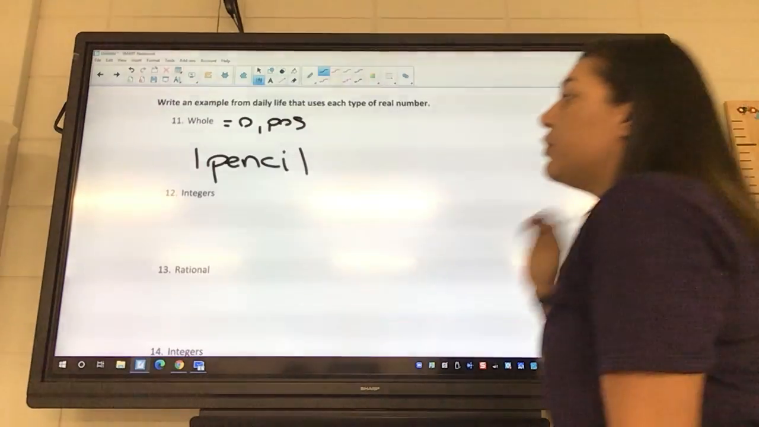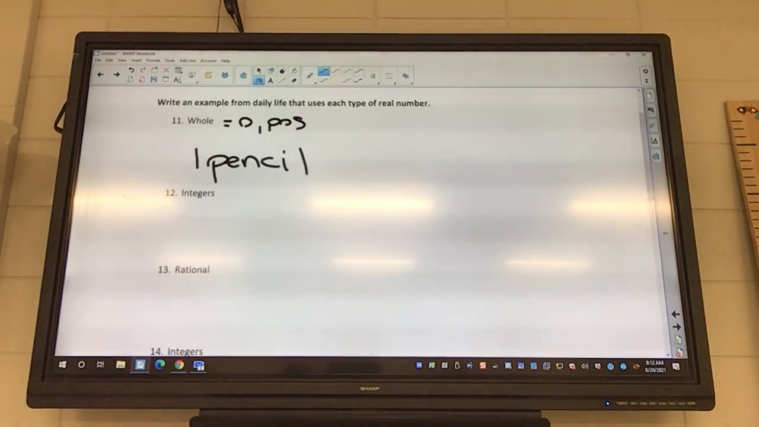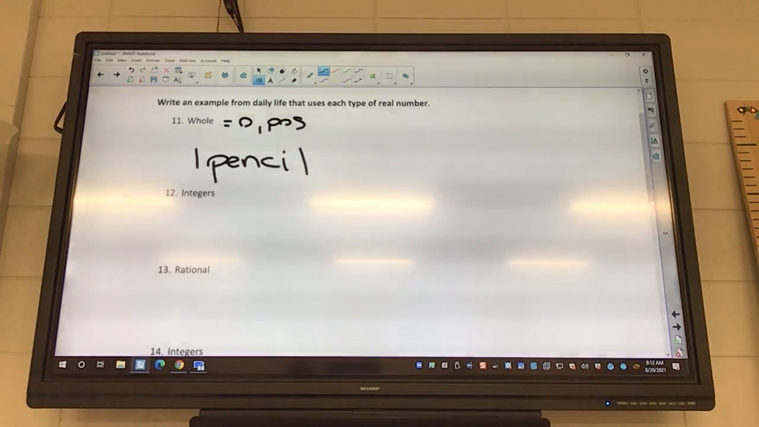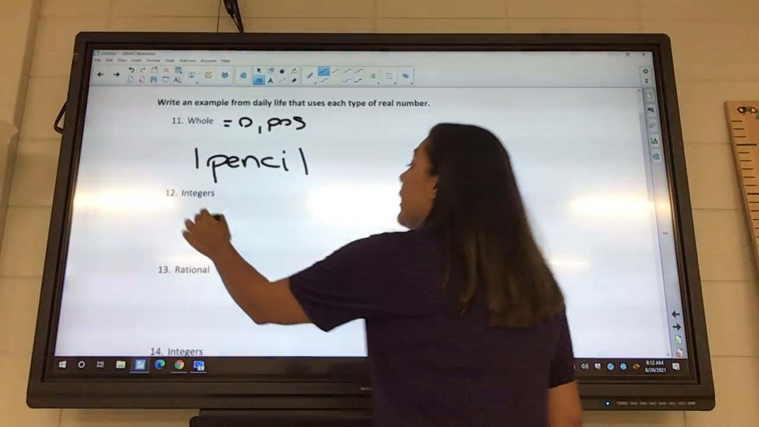What about an integer? What are integers? Negative, positives, and 0. So what is something in your life that is either negative, positive, or 0? Look around on your desk. What do you have? I see you have headphones. You have 1 pair of headphones. Is that a positive number? 1? Yeah, so that counts.